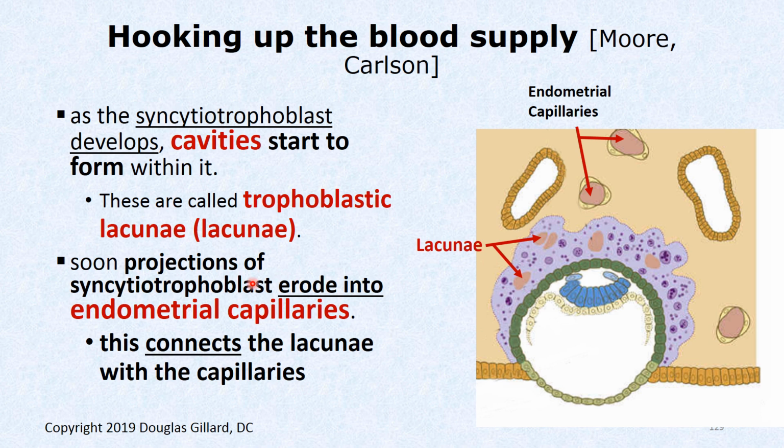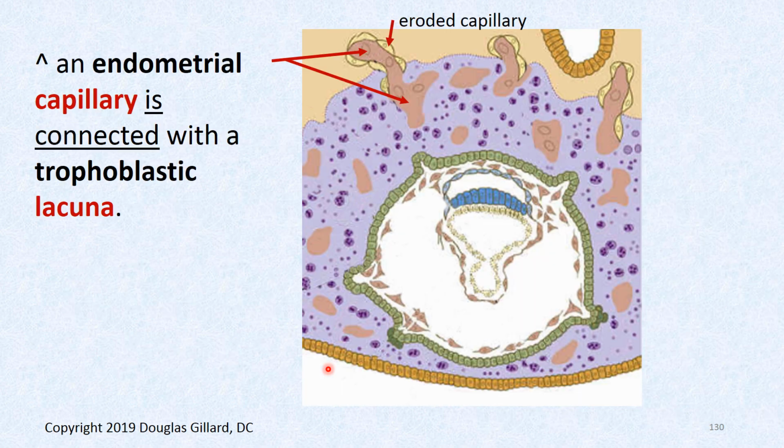Okay, so these projections of syncytiotrophoblasts erode the maternal capillaries, and they're going to hook up our system here in a second. And here's a nice picture of them actually. Syncytiotrophoblast, the purple, has gotten into the mom's capillary, whether it be a venule or an artery or capillary. It's bonded to it, and now we have blood flowing into those lacunae. And so, yeah, that's our first blood system. So now we have blood in here.